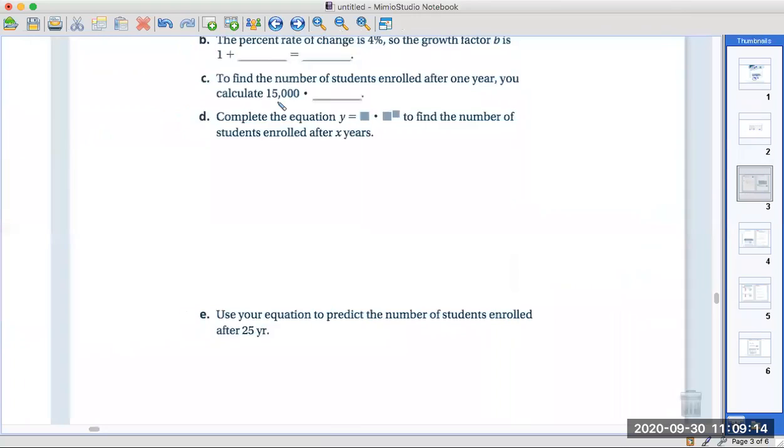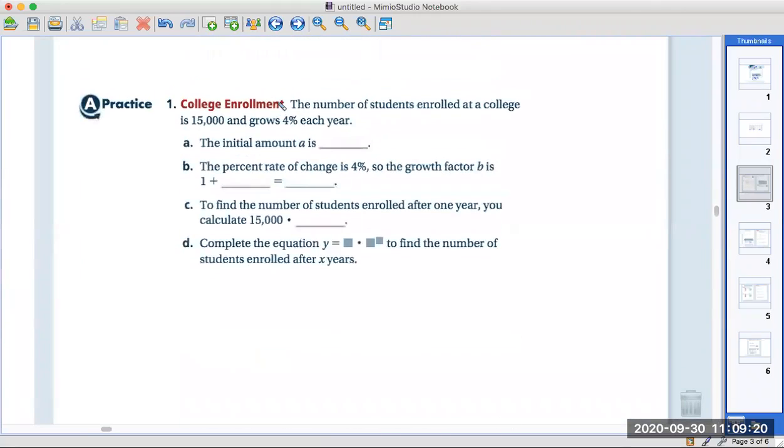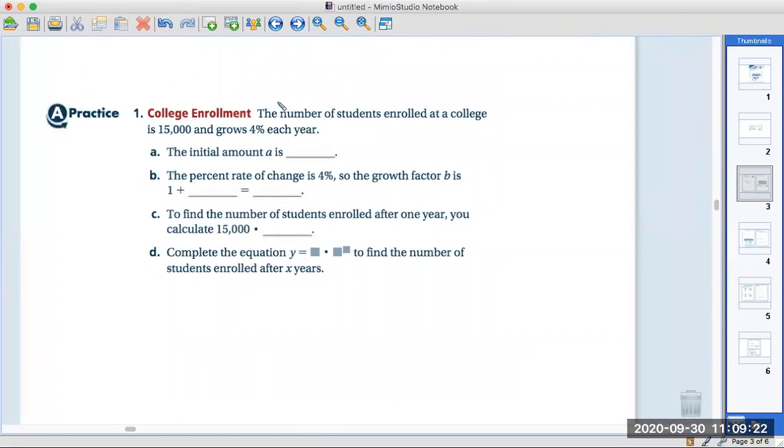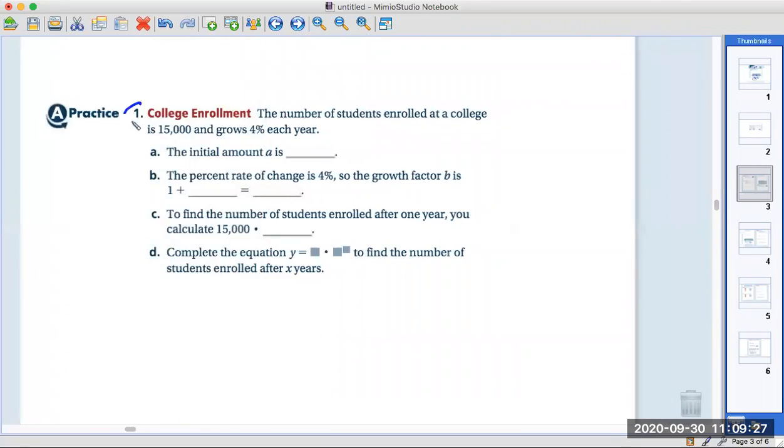And we are on page 310, and I'm doing the problem in the middle of college enrollment. And here we are, number 1, college enrollment. The number of students enrolled at a college is 15,000 students. This is your initial value, A.